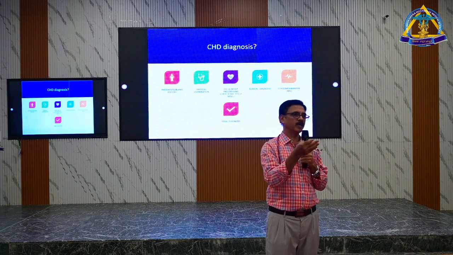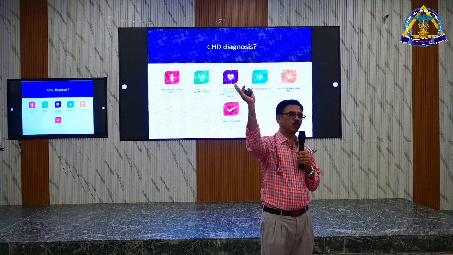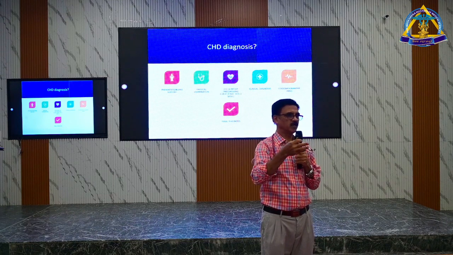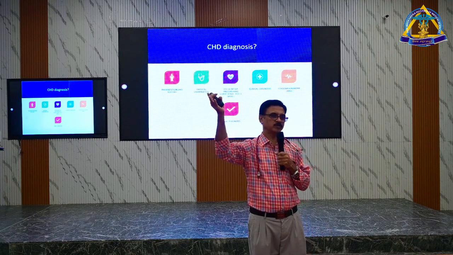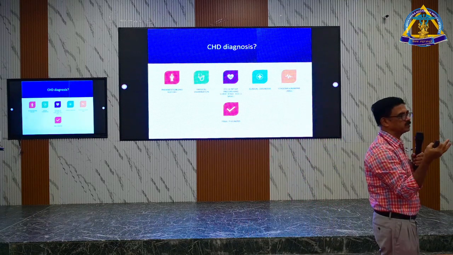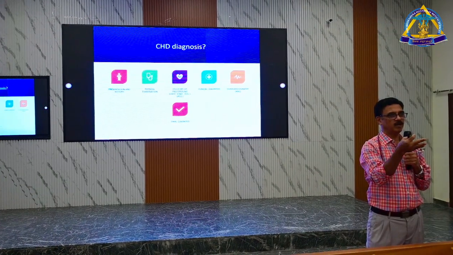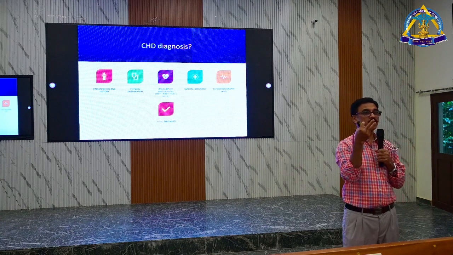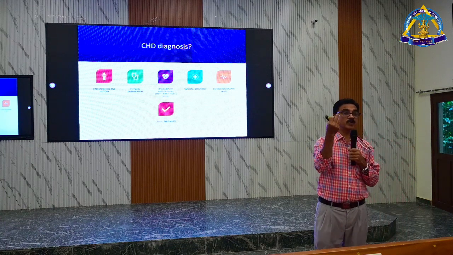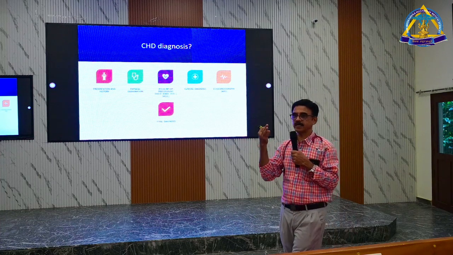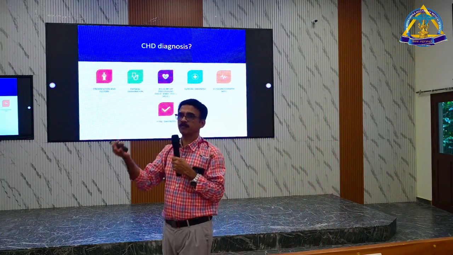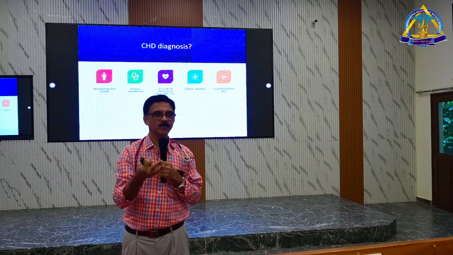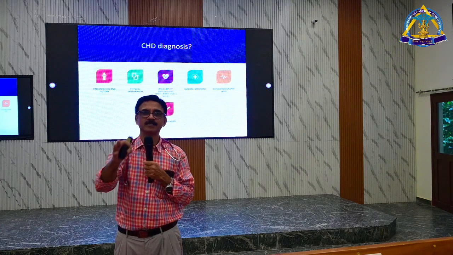When the lungs are perfused more, as in all these shunt lesions, ASD, more blood is going to the lungs. VSD, more blood is going to the lungs. PDA, more blood is going to the lungs. More blood going to the lungs means more chance of pulmonary plethora, pulmonary edema, orthopnea, and recurrent respiratory infection. If the child is getting recurrent respiratory infection and cardiac failure, what will happen? They will have failure to thrive. So all these symptoms you ask about in the history.